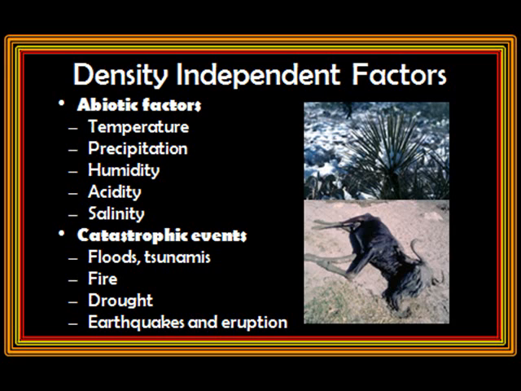So some of the abiotic factors in an ecosystem, things like temperature, precipitation, humidity, acidity, salinity, those are going to affect the population regardless of how many there are. So if you're talking about a population of plants, let's say the salinity or the salt content of your soil increases, what that will do is decrease your plant population, no matter whether you have 100 of a plant species living in an area or 100,000 of a plant species living in an area.